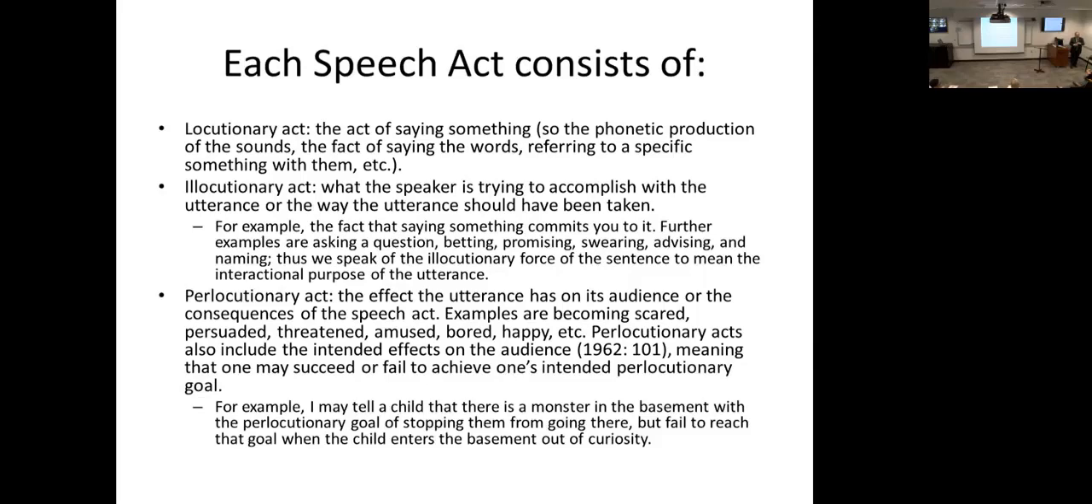Yes. Is the illocutionary and the perlocutionary act, can they do the same thing?